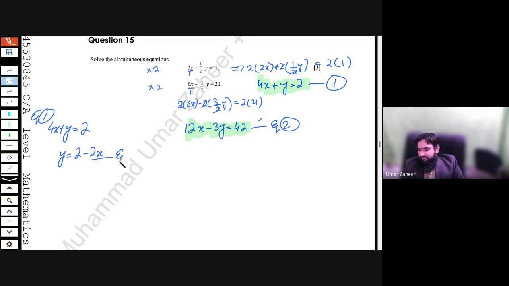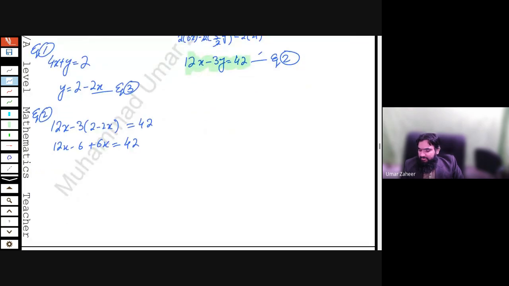You will get a new equation, that is 3. All right, substitute this value into equation 2. Equation 2 is 12x minus 3y is equal to 42, and the value of y is 2 minus 2x. So 12x minus 6, minus 9, minus is plus, 3 times 2 is 6x is equal to 42. 12x plus 6x will be 18x minus 6 is equal to 42.